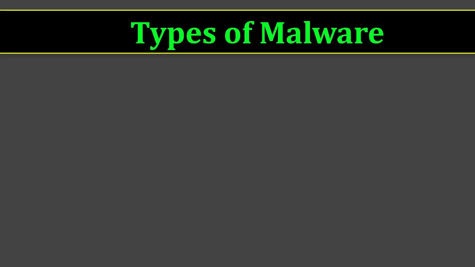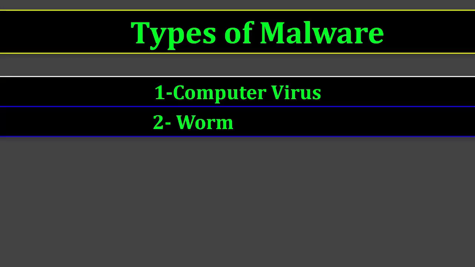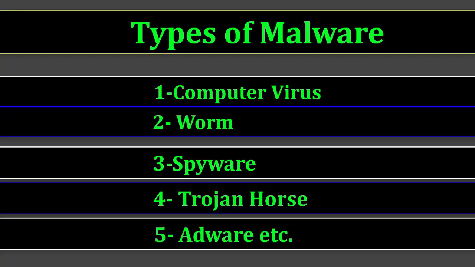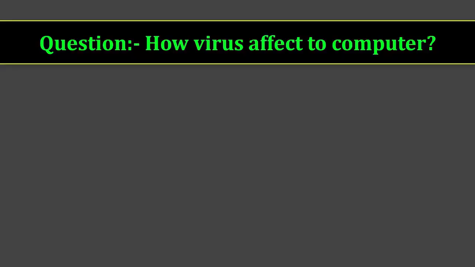And now let's talk about types of malware. Number one, computer virus. Number two, worm. Number three, spyware. Number four, Trojan horse. Number five, adware, and so on. So guys, these are some examples of malware.